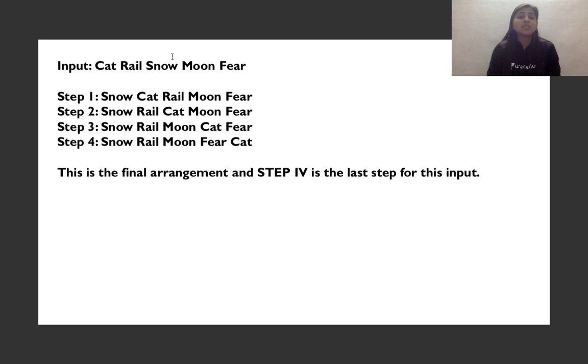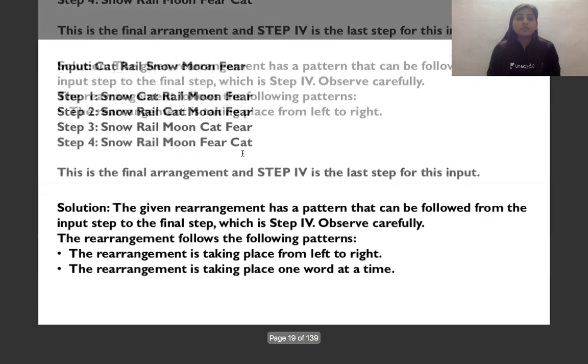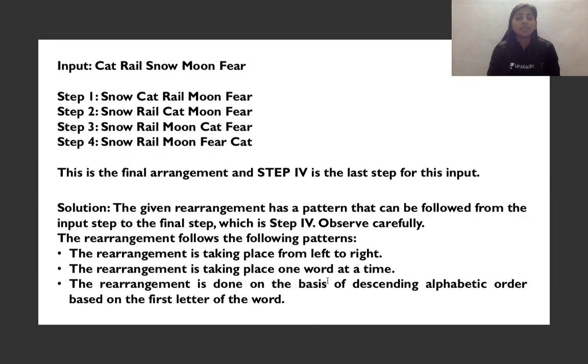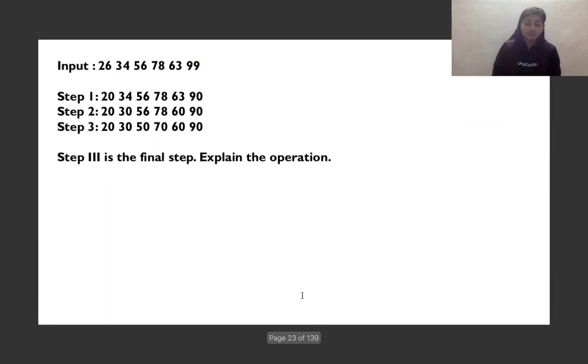And how did this arrangement take place? It happened one word at a time. So first snow was arranged, then rail, then moon, then fear, and cat got auto arranged. The rearrangement is taking place from left to right. It's happening one place at a time, and it's done on the basis of decreasing alphabetic order. Next example, what's happening here?